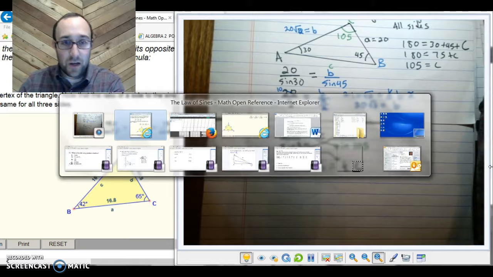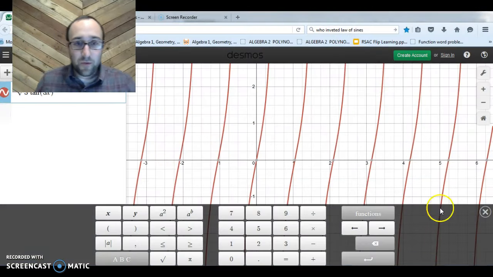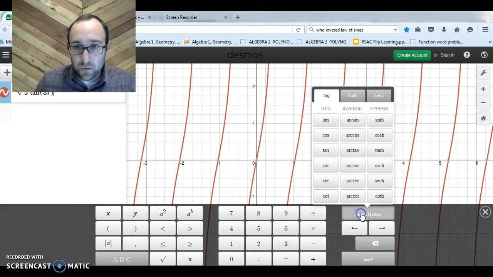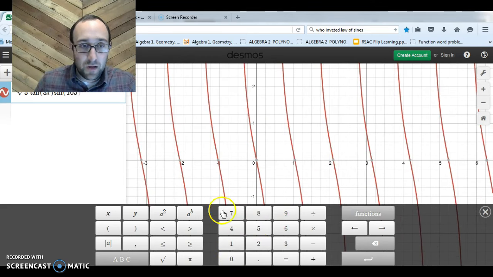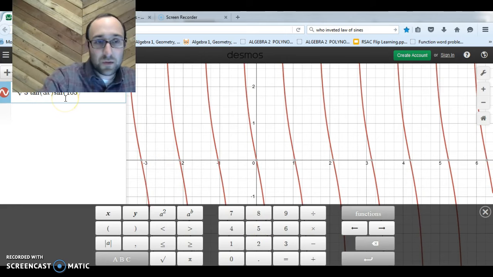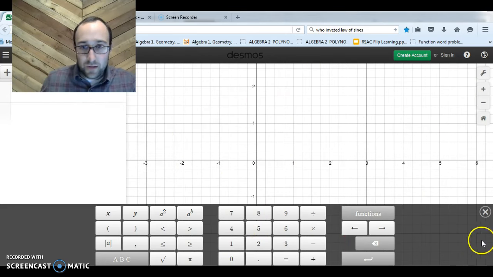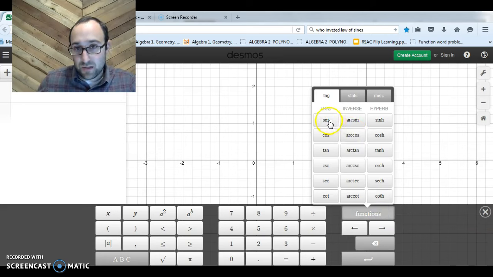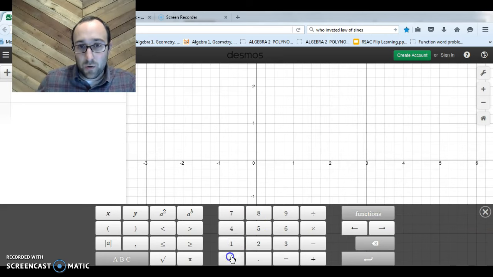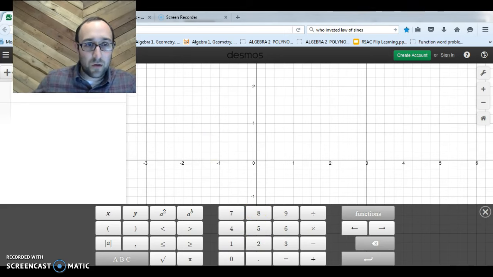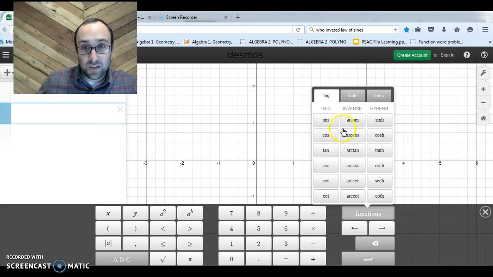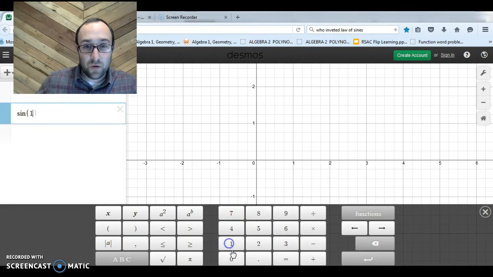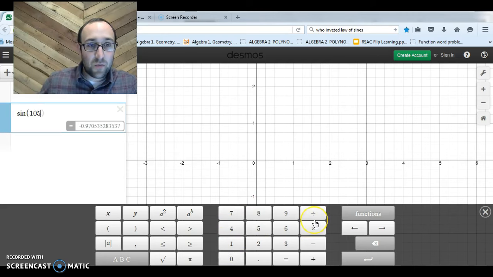And so let's get out our handy-dandy calculator here. Thank you very much, Desmos. And we are going to go to function sine of 105. Oh, and I got that other one on there, so let's make sure we have just one thing on there. So let's do this again. Functions sine 105. And it tells us that we have, oh, what? There we go. Let's try this again.